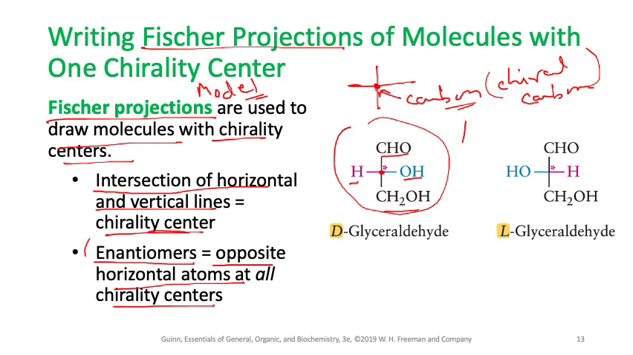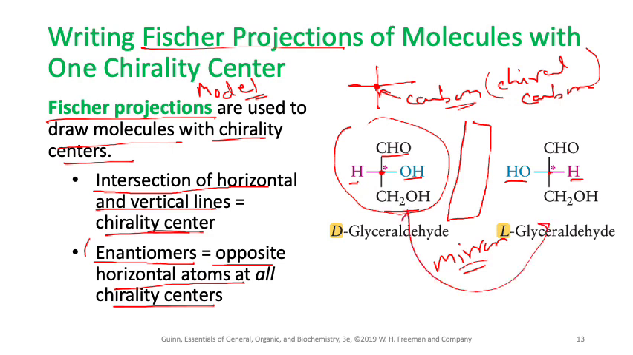And then if I put a mirror over here, then you will get a mirror image. In mirror image, you will get the OH on the other side and H on the other side, right? And then this is a chiral center. So these are enantiomers of each other.